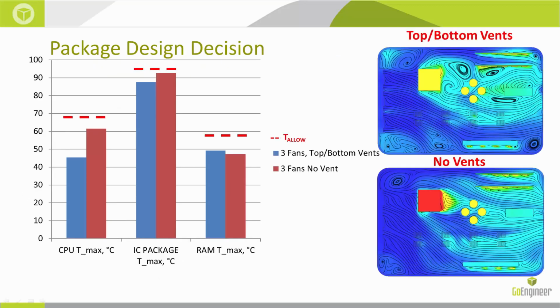Using SOLIDWORKS Flow Simulation, we're able to run studies with both scenarios. We simply just clone the project and apply it to a new configuration. And we can see that while there is a difference in temperatures for our CPU, IC package, and RAM module, they're both below the threshold for those respective devices. Furthermore, we should go with the less expensive, more mechanically robust design without the vents.